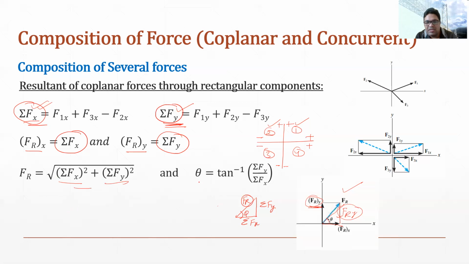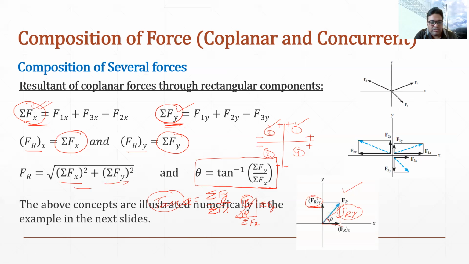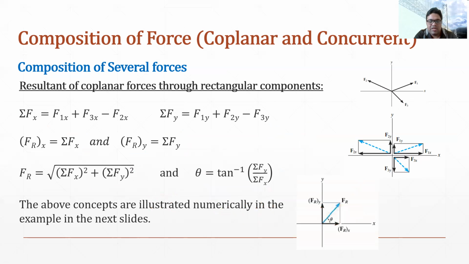Similarly, to find theta: tan theta is the summation of Fy upon the summation of Fx, and if we send tan to the right-hand side, the expression of theta becomes theta equals tan inverse of summation of Fy upon summation of Fx. This concept that we have discussed will be illustrated numerically in the next example, in the next part. Thank you.